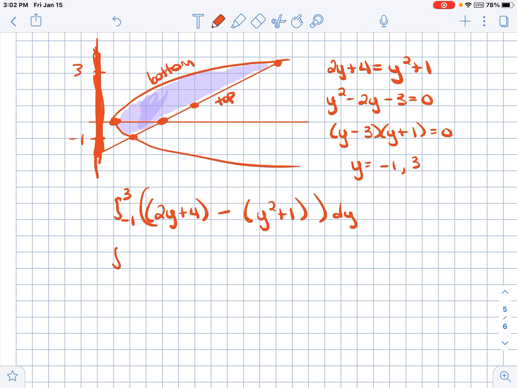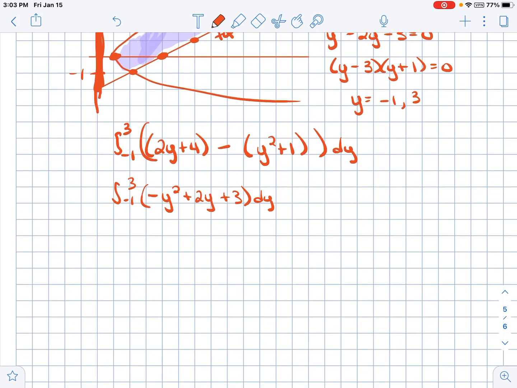If we simplify this, I end up with -y squared plus 2y plus 3. And I'm going to integrate that. I'll actually do this one because you'll see it's no different. I'm going to still find the antiderivative, -1/3 y cubed plus y squared plus 3y. I will plug in -1 and I will plug in 3.